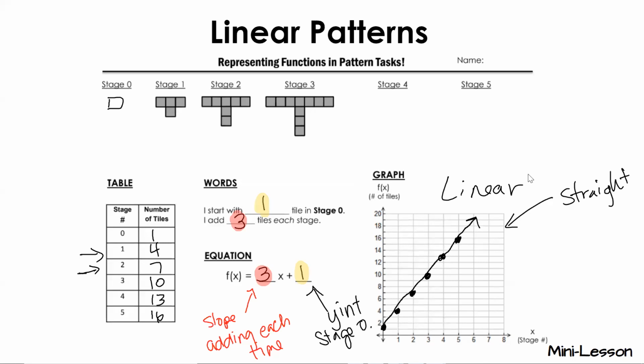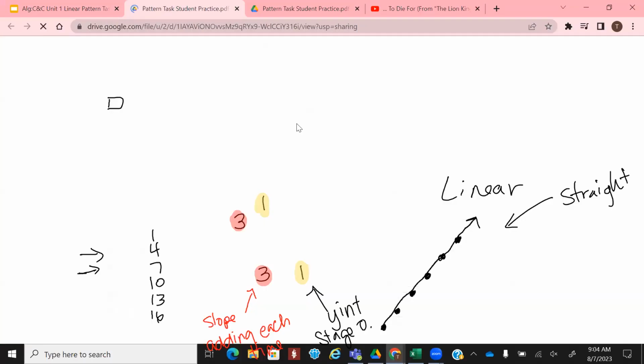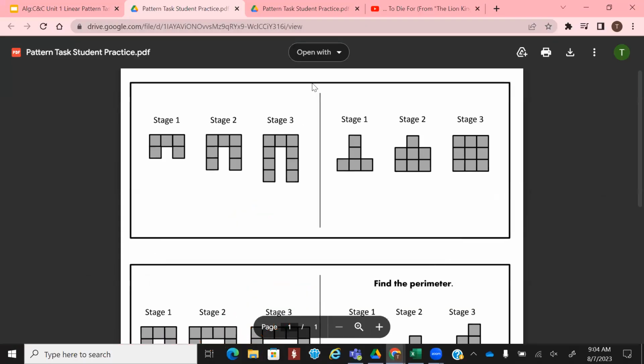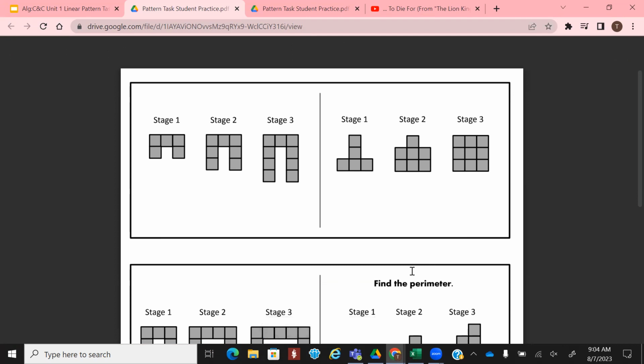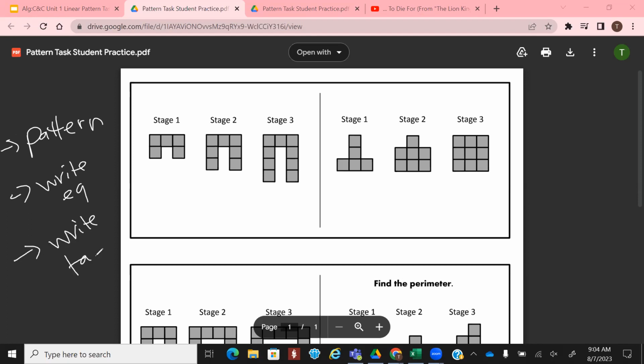All right, so I want to get a little bit of practice. You're going to flip the page two times. And it should look like this page. Okay, so on this page, what we're going to do is we're going to identify the pattern. We're going to write the equation. And we're also going to write the table. Those are the three things that we're going to do. Okay.